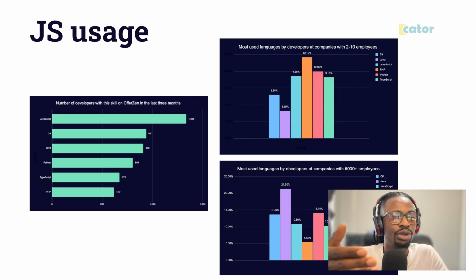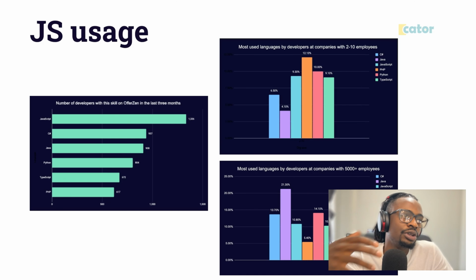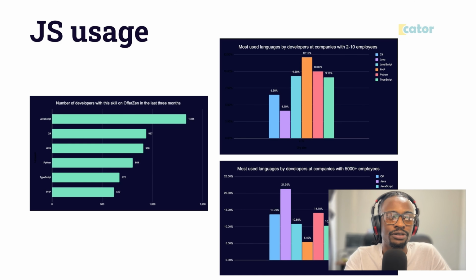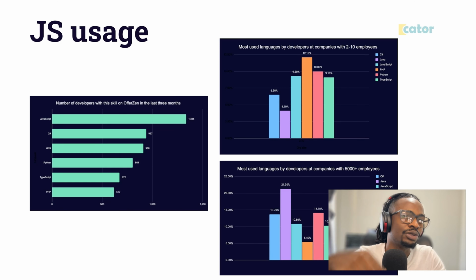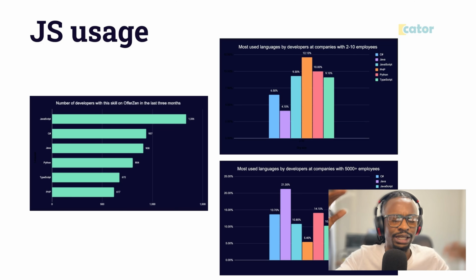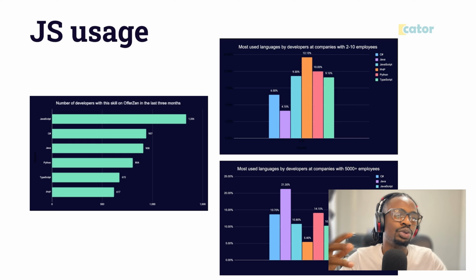The reason why I'm showing you that is because Angular is mainly based on TypeScript, and of course TypeScript is like a variant of JavaScript with typing. So if you add those two, you can get an idea of how big this whole JavaScript usage is, and then obviously the frameworks that come after, like Angular and React.